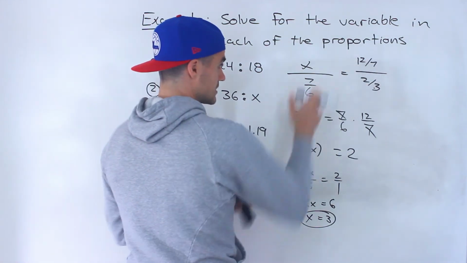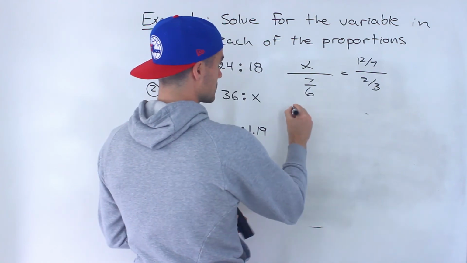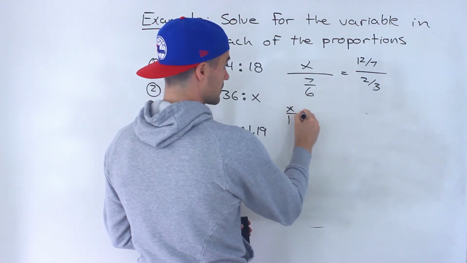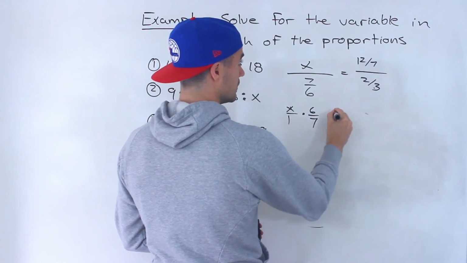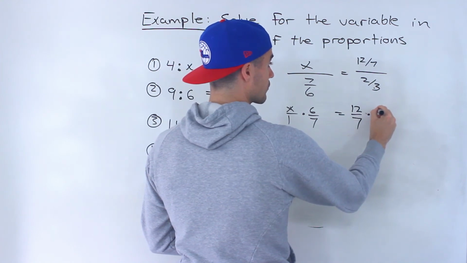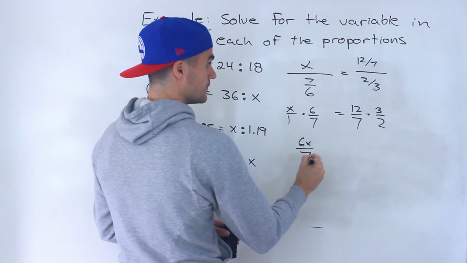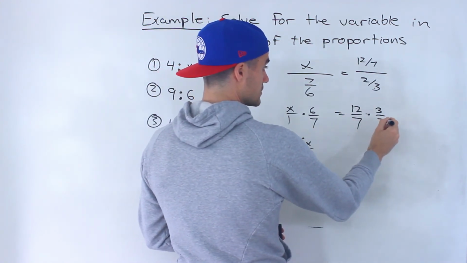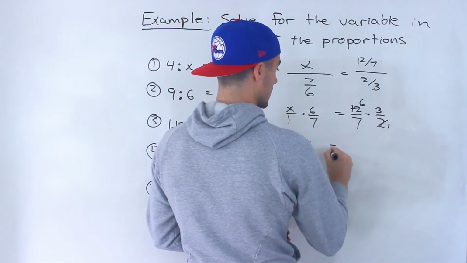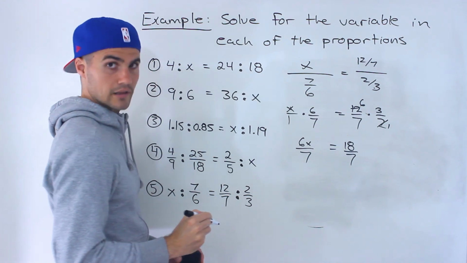If you wanted to put these in single fractions, if you wanted to go about it that way, so we'd have x over 1 divided by 7 over 6, which is like multiplying it by 6 over 7. And then this would be 12 over 7 divided by 2 over 3, which is like multiplying it by 3 over 2. So this would end up being 6x over 7. Notice that the 2 goes into the 12 six times. So we have 18 over 7, like that.